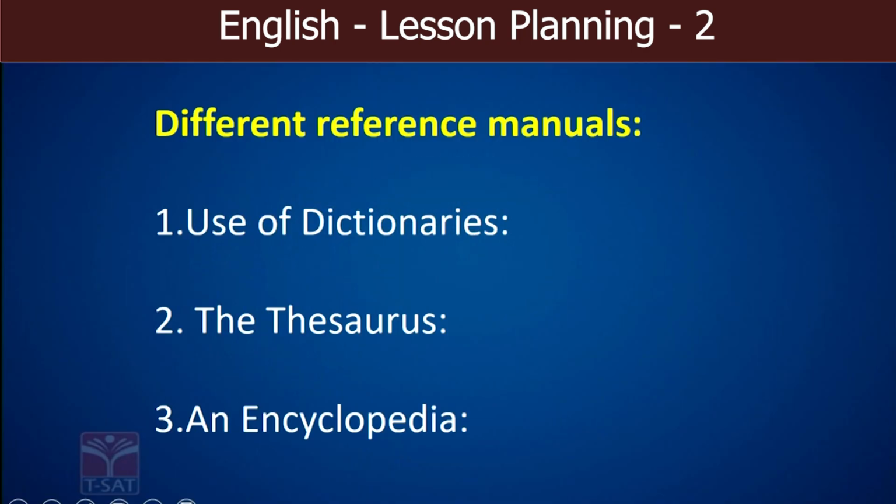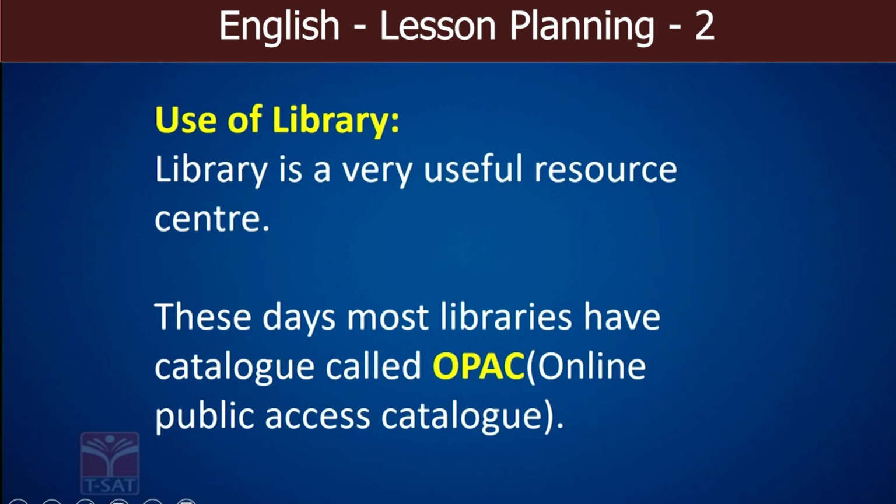So, different reference manuals. To get reference material or more information, we have different manuals like dictionaries, the thesaurus and encyclopedias. These are the major reference manuals which give more information to the learners and create self development.